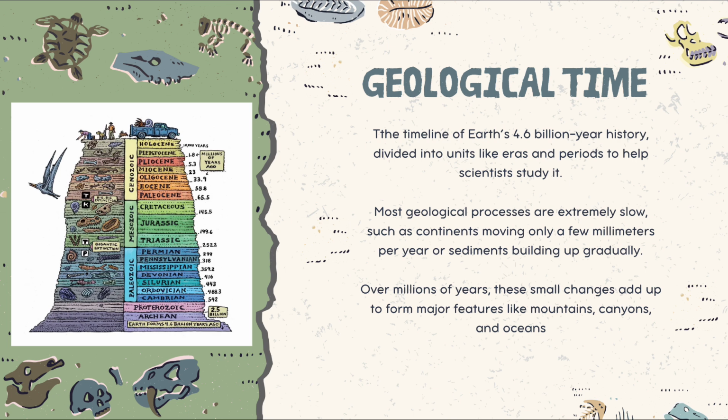The same idea applies to other processes. Sediment can build up very slowly, sometimes less than a millimeter per year. At that rate, it might not seem important, but over millions of years, these layers can become thick rock formations, mountains, or be carved into valleys and canyons.